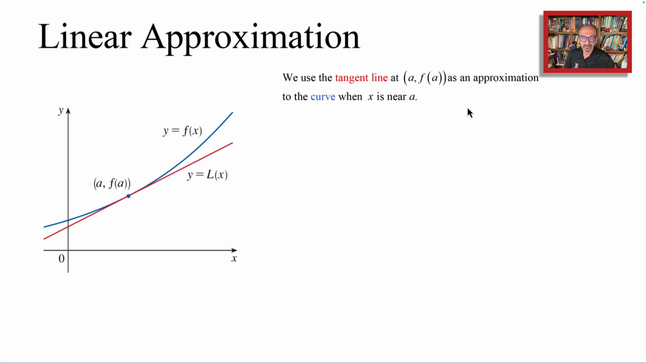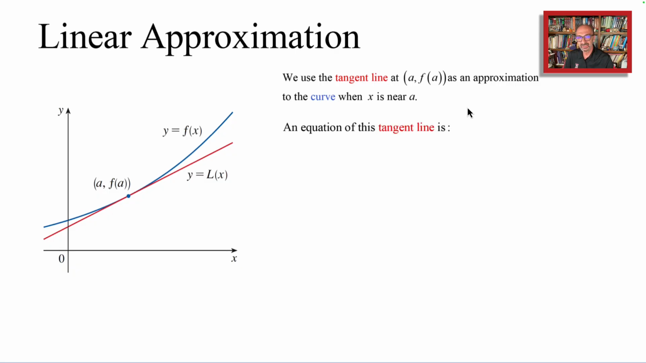Linear approximation. We saw the graph on the first slide, so we're going to approximate f of x that was given to us using L of x when we are close to a. But what is linear approximation in general before we attempt the problem? We use the tangent line. This is the tangent line, as you could see, at the point a, f of a, as an approximation to the curve, which is in blue, when x is near a.